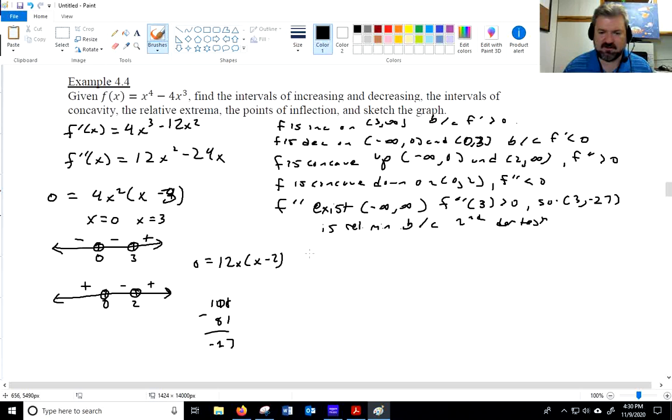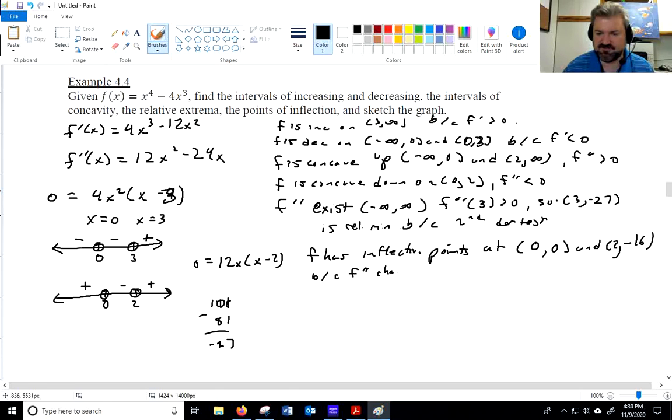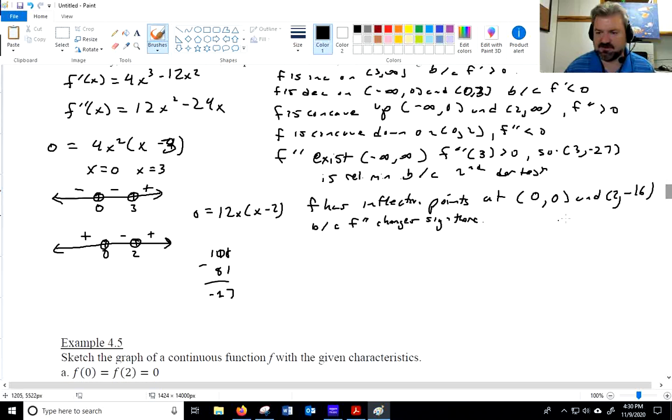All right, we know that f has inflection points. It has a couple of them, right? It has inflection points at 0, 0, and 2, negative 16, hopefully the math is right. 2 to the 4th is 16, 16 minus 32, that's a negative 16, right? Because f double prime changes sign there. All right, we were asked to sketch it with all this information, so let's give it a try.